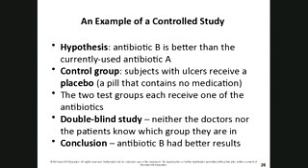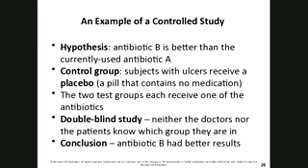So here's a really good example of a controlled study. We have the hypothesis that one antibiotic is better than the other one. The control group, with ulcers, is going to get the sugar pill or the placebo. Remember, the control group doesn't have anything happen to them. Then we have our experimental group that is going to get the new antibiotic. The two test groups receive one of the antibiotics.